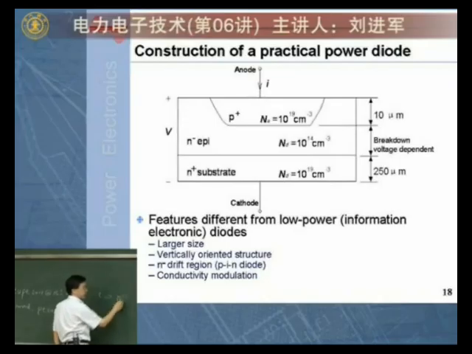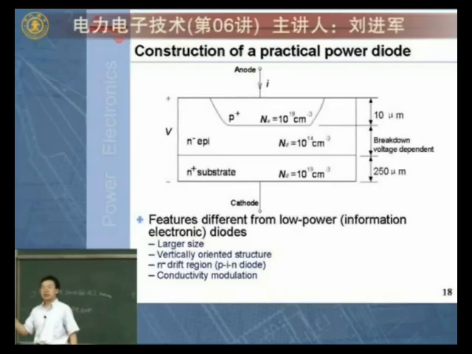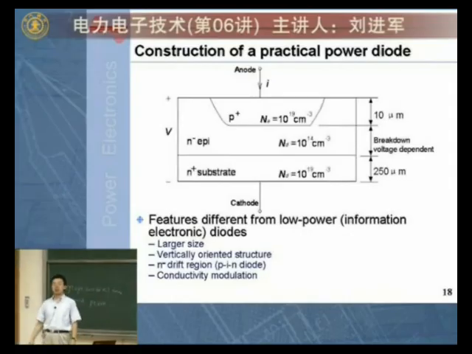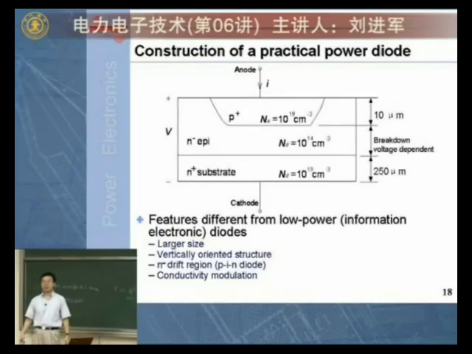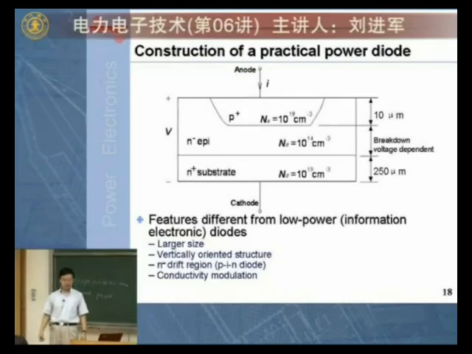That's why we put a minus sign here. N minus means very low density N material. This N minus region, N minus layer, in many situations can be considered as similar to intrinsic semiconductor. And therefore, you got the ability to deal with higher reverse voltage.